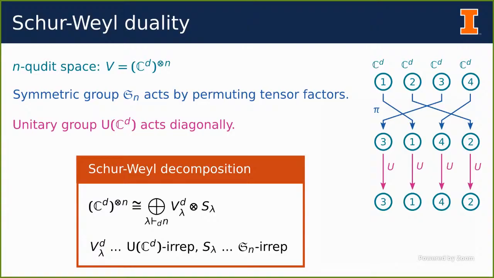So these two groups form a dual reductive pair. This is called Schur-Weyl duality in representation theory. There are other examples of this, but the symmetric group and unitary group are so fundamental for us that this is the most useful of these duality results, at least for my research so far.